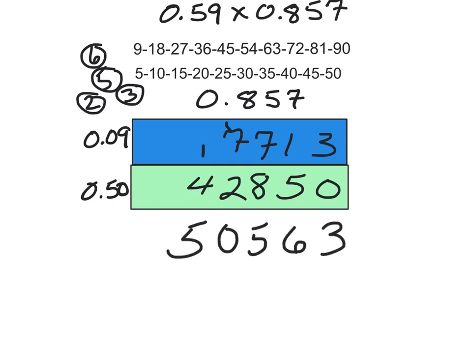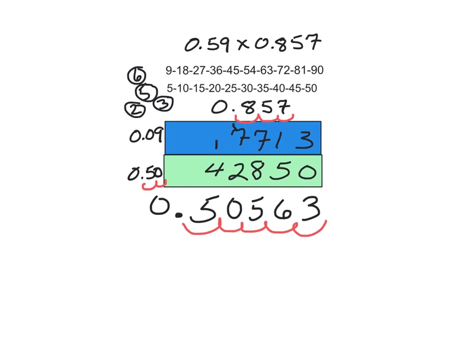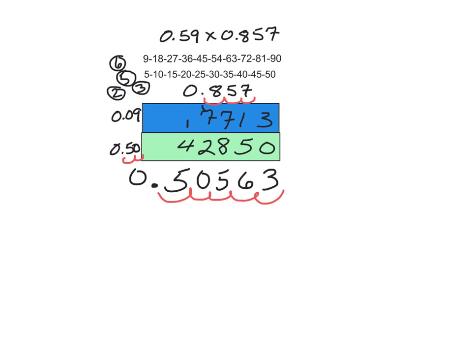And now all I have to do is count my loopy-doops. I'm going to do that right up on top. 1, 2, 3. And then down here on the bottom, 4 and 5. So I've got 1, 2, 3, 4, and 5. My decimal is going to go right there. So I'll add a 0 in front of it. And your answer is 0.50563.